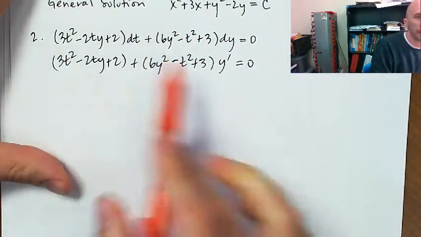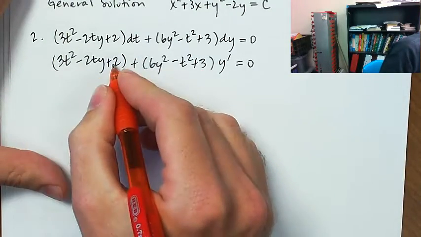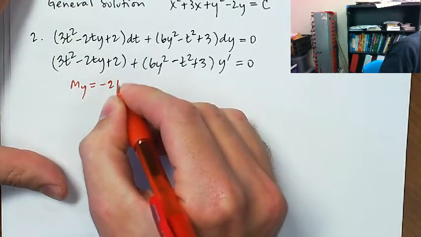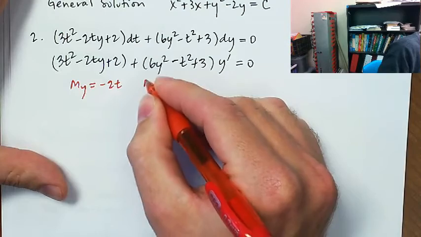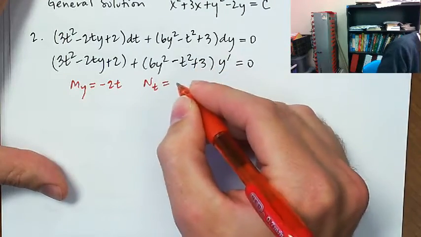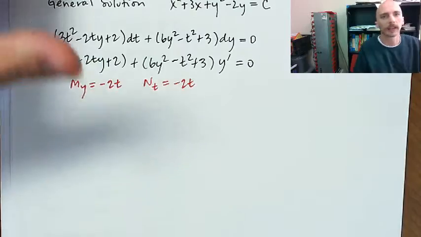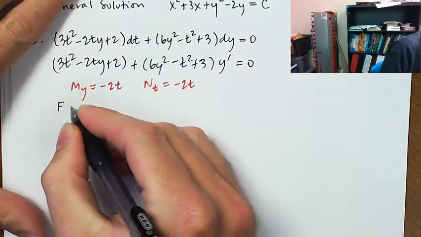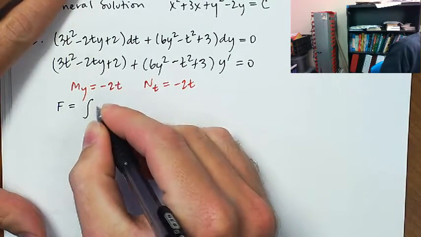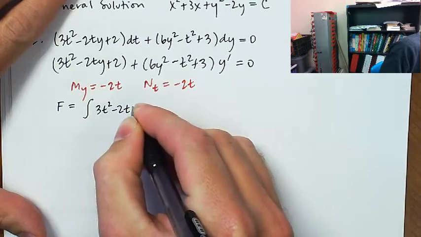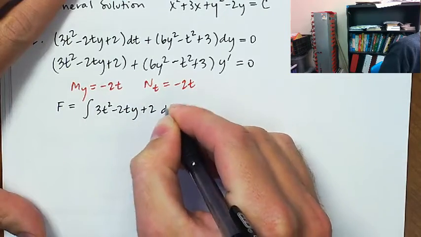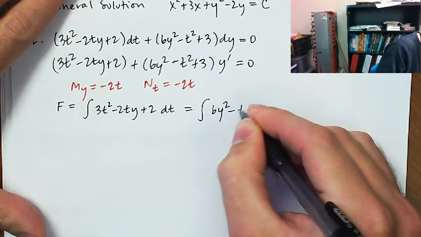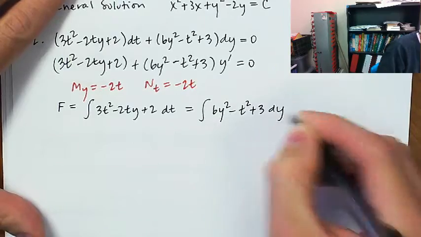Now I can check to see if it's exact. The derivative of M with respect to y is negative 2t, and N_t is also negative 2t. So this equation is exact, and I'm looking for some function f as my solution, which is an antiderivative of 3t squared minus 2ty plus 2 with respect to t, and is also an antiderivative of 6y squared minus t squared plus 3 with respect to y.